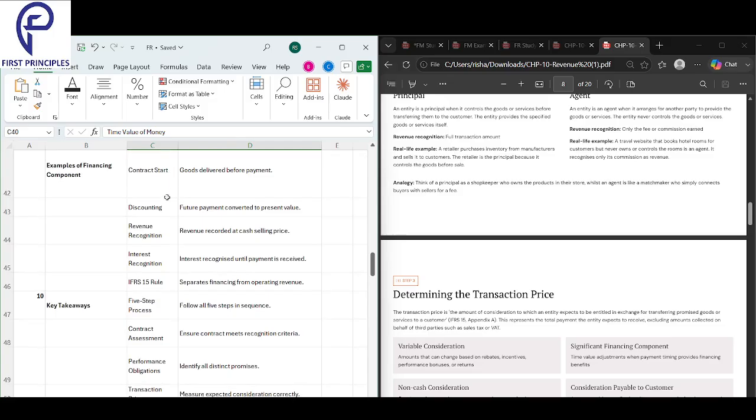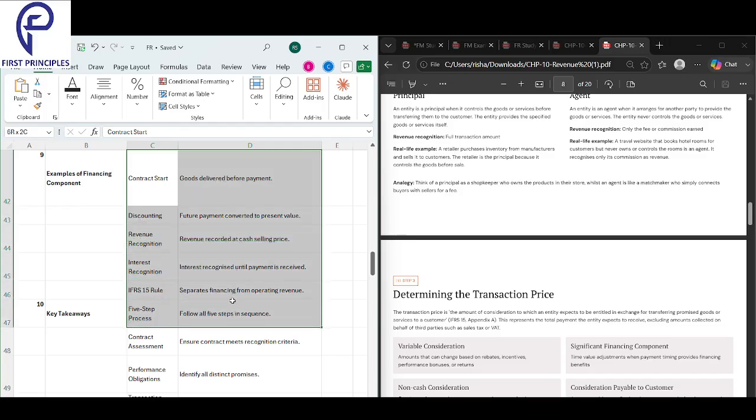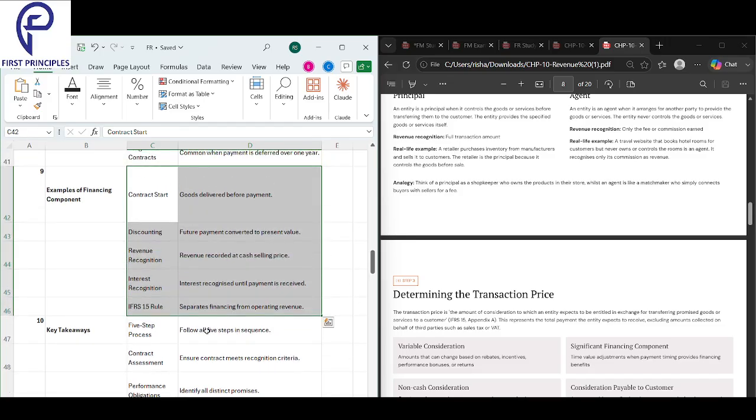Okay. Now we look into the key examples from the financing component. Some examples just to make sense of it. So if we look here, firstly, contract start, right? At the start of the contract, what happens? Goods are delivered before payment. That is the start of a financing component. You gave the goods first, payment comes later. That is the initial start of a financing component.